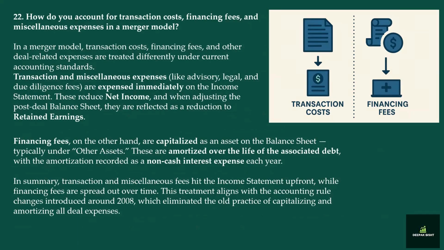How do you account for transaction cost, financing fee, and miscellaneous expenses in a merger model? So in the old days, you used to capitalize these expenses and then amortize them. But with the new accounting rules introduced at the end of 2008, you are actually supposed to expense transaction and miscellaneous fees upfront, but capitalize the financing fee and amortize it over the life of the debt. Expensed transaction fees come out of retained earnings when you adjust the balance sheet, while the capitalized financing fee appears as a new asset on the balance sheet and is amortized each year according to the tenure of the debt.